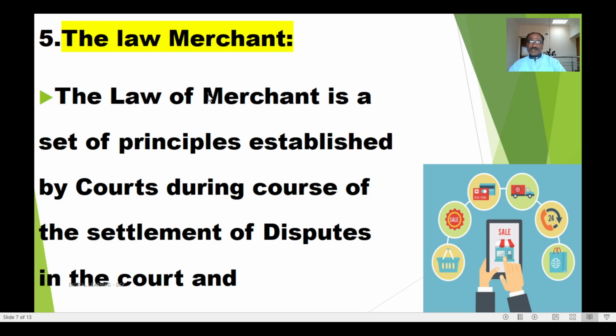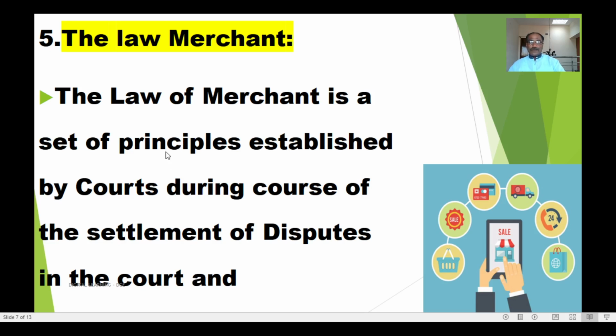So the law of merchants is a set of principles. So what is called the law of merchant? The law merchant is a set of principles, and the principles are established by the courts during the course of the settlement of disputes in the court. So it is a set of principles made by the courts during the settlement of disputes in the court.